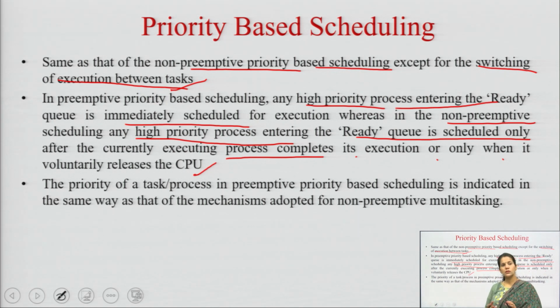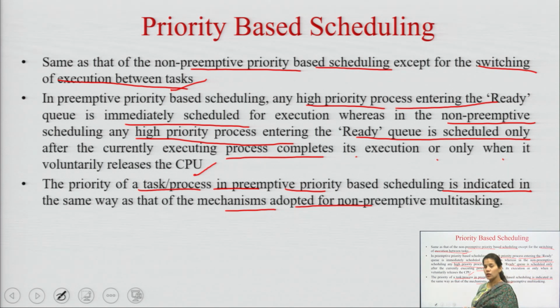This is what was happening in the non-preemptive scheduling, that even if a higher priority task entered the queue, it was not given priority until the already executing task had completed. So, this was the disadvantage of non-preemptive scheduling. In preemptive priority based scheduling, the priority of a task or process is indicated in the same way as in the mechanisms adopted for non-preemptive scheduling. So, the process of assigning priorities in this case is also the same as in non-preemptive scheduling.